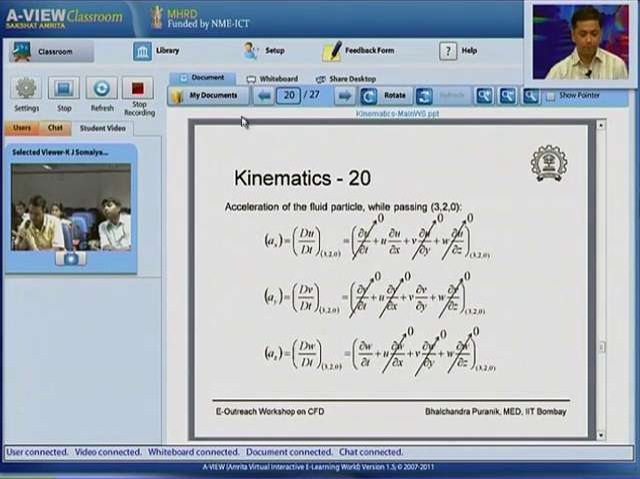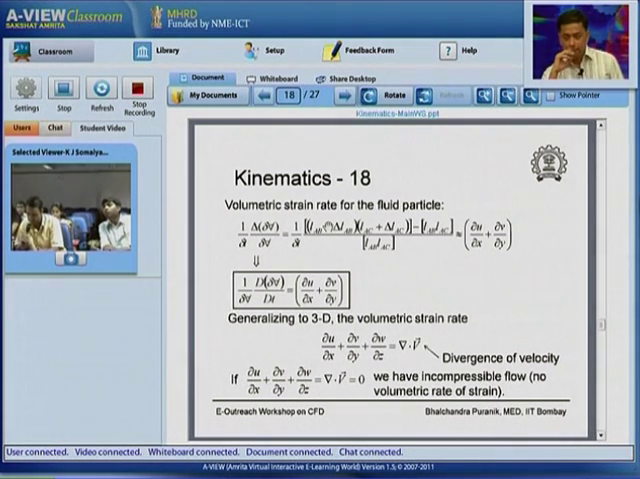In the kinematics slide 18, you have written that in the second step, one upon elemental volume times the substantial derivative of elemental volume is equal to del u by del x plus del v by del y. How has the left hand side arrived? This is one question. And the second question is, in the differential analysis slide 6, from the top, the second step, so del rho by del t plus grad rho dot v bar plus rho grad dot v bar is equal to 0. In that, how has the third term arrived?